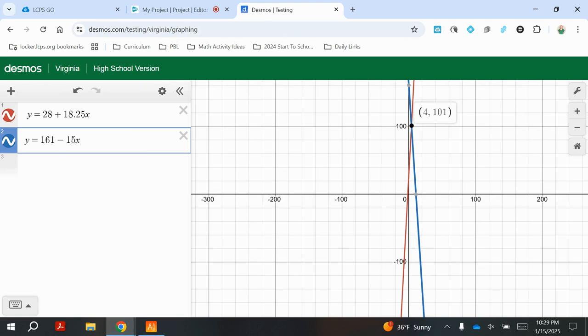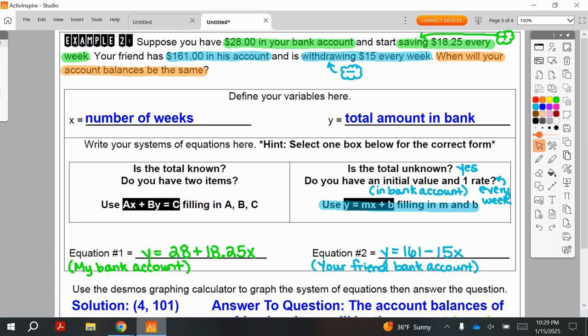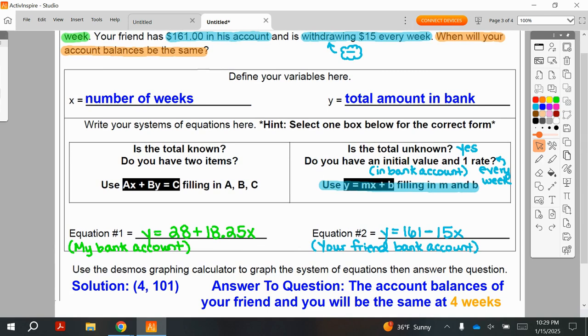So you type in equation number 1 in the first line, and equation number 2 separately in the second line. As you see, you'll have to zoom out to see where they meet, because the point they meet is at (4, 101) when you click on the graph like I just did. Going back to our question, I put in the solution, but I can't forget it says to use the Desmos graph to graph the systems. We just did that. Then answer the question.